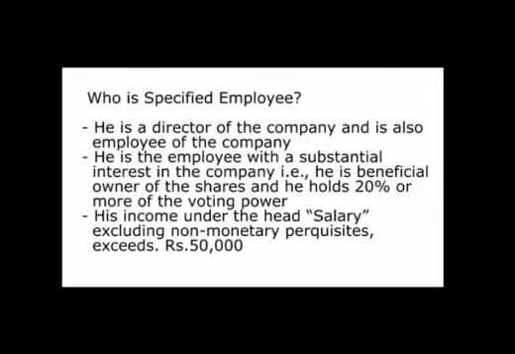It means a person who is a director of the company will be treated as, or deemed to be, the specified employee of the company. If he is not a director of the company, but he is an employee of the company with a substantial interest in the company, holding 20% or more of the voting powers, then he will also be treated as a specified employee. Now, one thing is very important: employee with a substantial interest in the company.